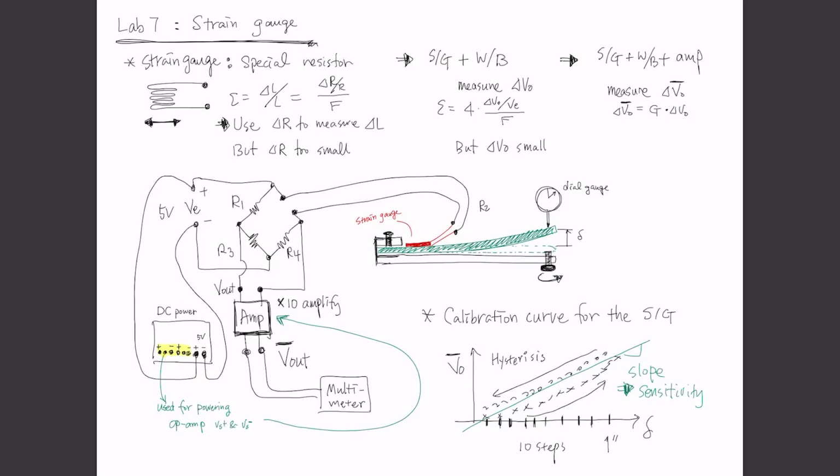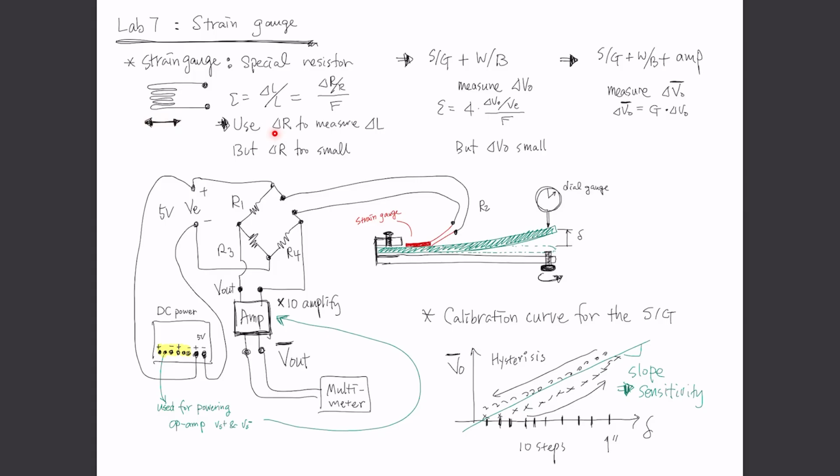Hi everyone. In lab 7, we are going to use the strain gauge to measure strain in a cantilever beam. Strain gauge is a special resistor, so we would like to measure the strain, which is the ratio of change of length over the original length. Unfortunately, this delta L is tiny, so people came up with an idea to measure the strain by measuring the resistance. So it's a wire that is meandered like this, and it's basically measuring the strain in this direction.